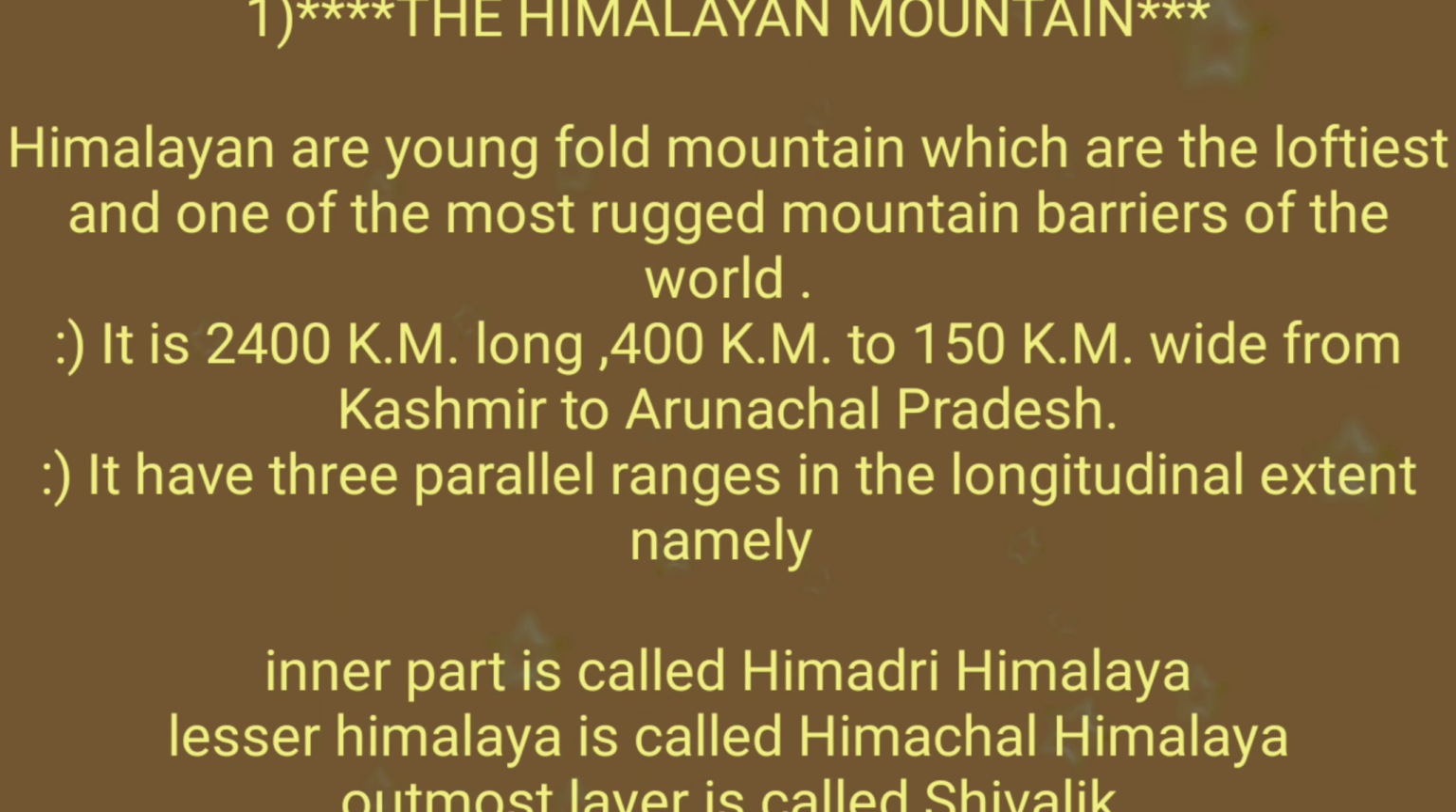The Himalayan Mountains are young fold mountains which are the loftiest and one of the most rugged mountain barriers of the world. It is 2400 km long, 400 km to 150 km wide, from Kashmir to Arunachal Pradesh. It has 3 parallel ranges in the loftiest extent, namely the inner part called Himadri Himalaya, the lesser Himalaya called Himachal Himalaya, and the outermost layer called Sivalik.